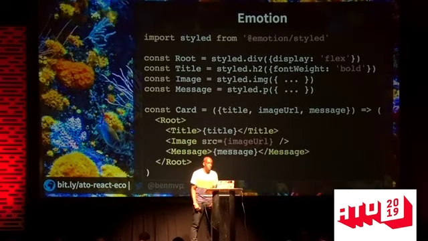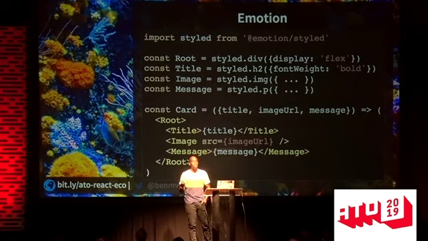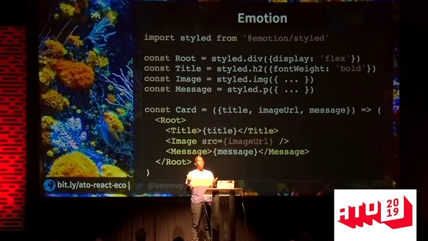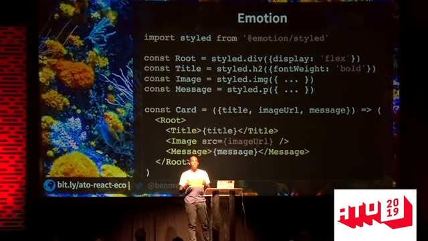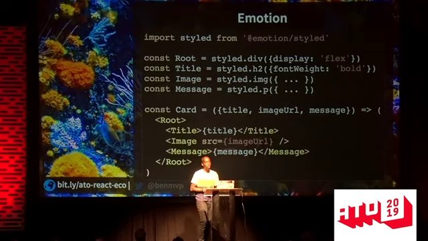So, quick example of how it looks. You can create custom components, custom styled components with Emotion. So here, in order to create the title component, it's a styled h2 that has a font weight, or for your message, a styled p. And then now, the render of the card component looks very, very semantic. We have a title tag, we have an image tag, we have a message tag. So that's pretty cool there.